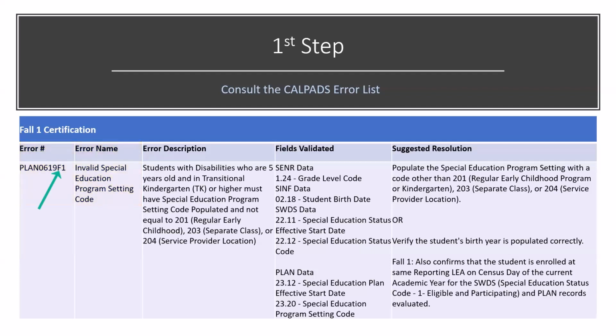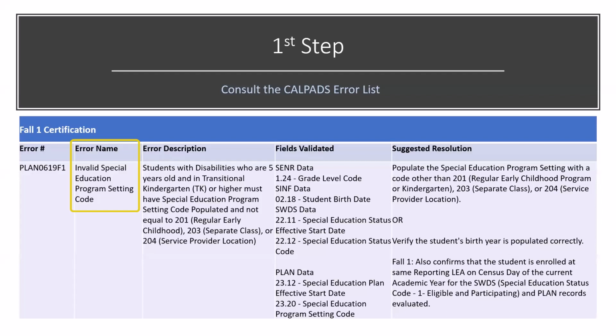So the key thing here is the F1 in the error number tells you that this is a Fall 1 error. And because it's a Fall 1 error, we're looking at data that's reflective of census day. So that's important. The second thing is the error name, invalid special education program setting code.